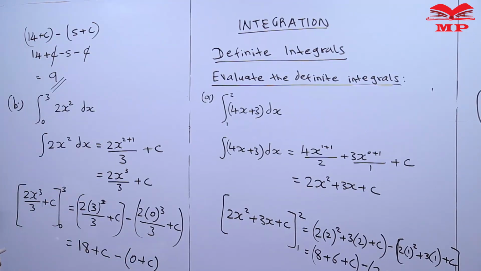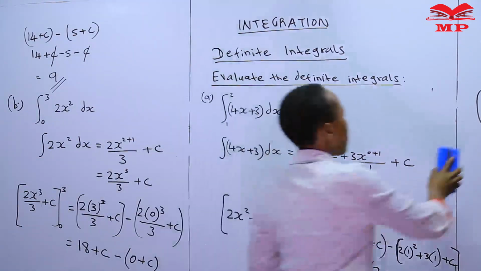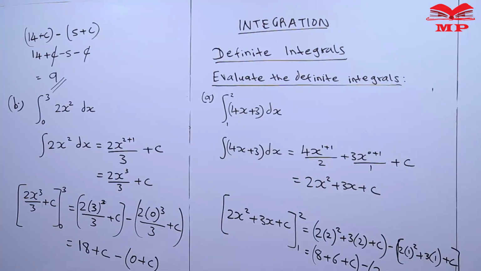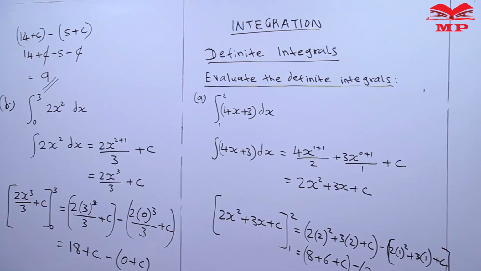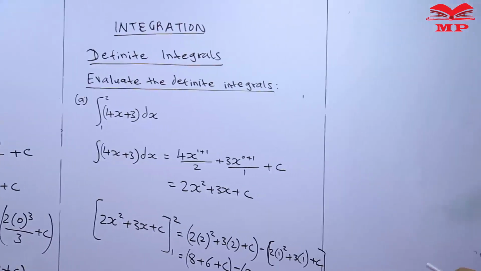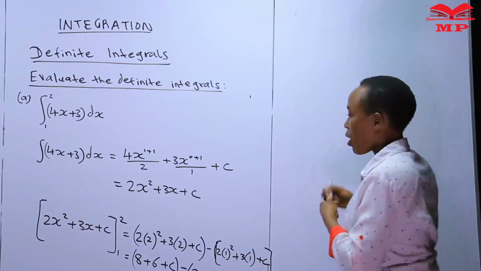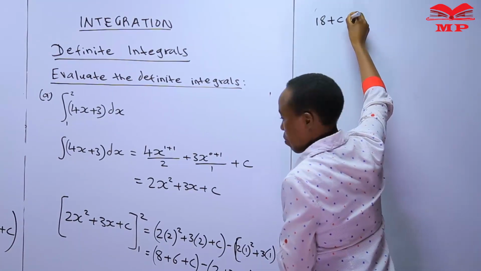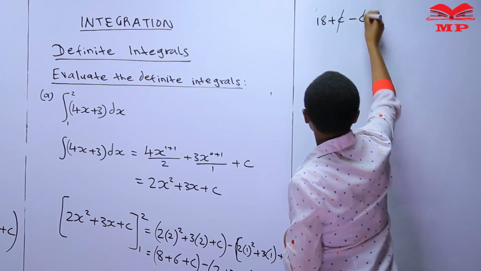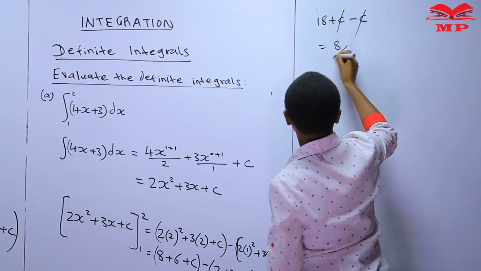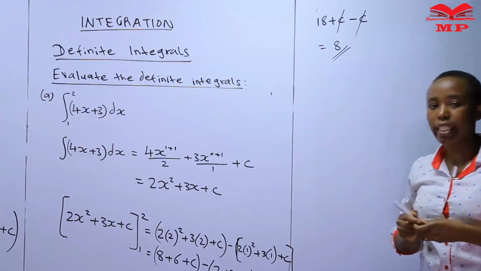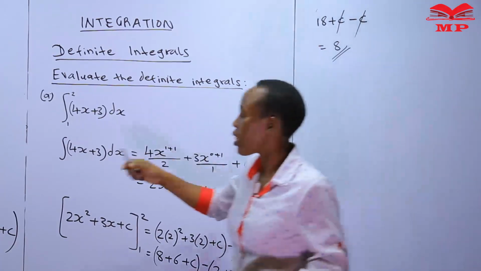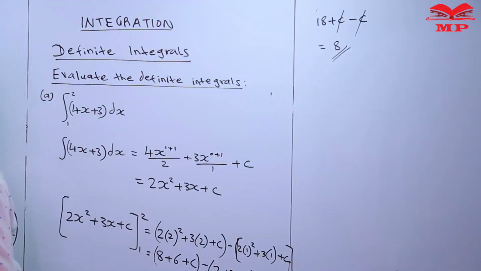So in this case, therefore, we are going to have 18 plus c minus c. So c and c will cancel and we get our answer as 18. So we have solved this from 0 to 3, that is 2x squared.